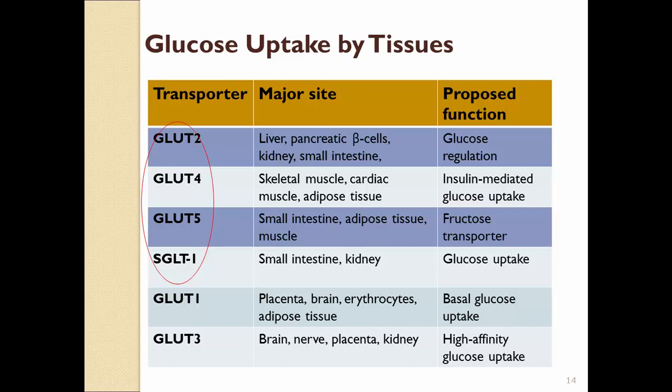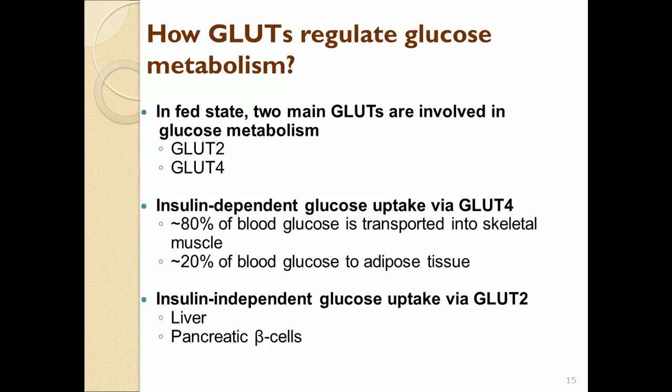So just try to focus on these 4 different types of transporters. How do glucose transporters regulate glucose metabolism? In the fed condition or in the fasting condition, we always talk about these 2 different physiological conditions, right? In the fed condition, 2 main glucose transporters are involved in glucose metabolism, group 2 and group 4.